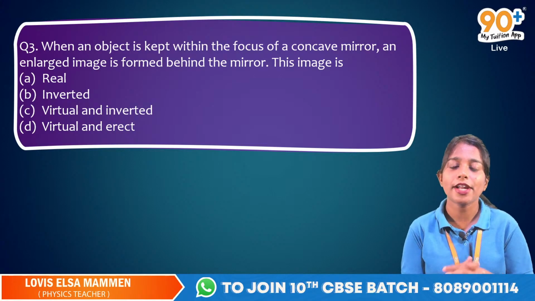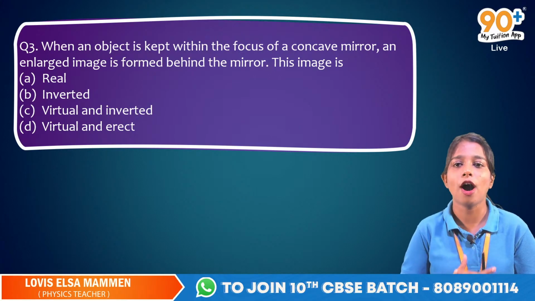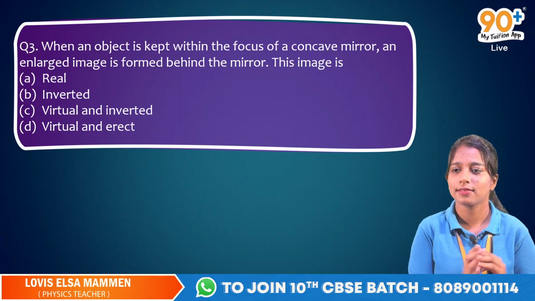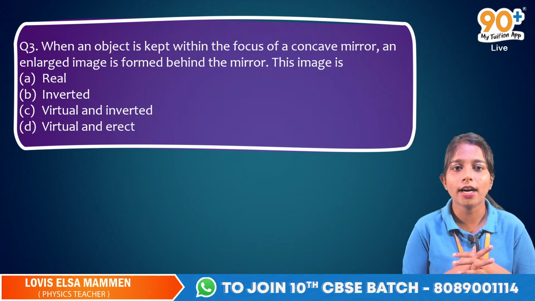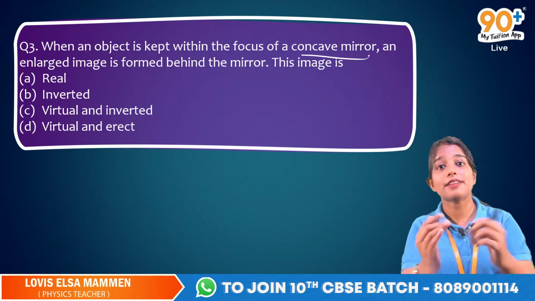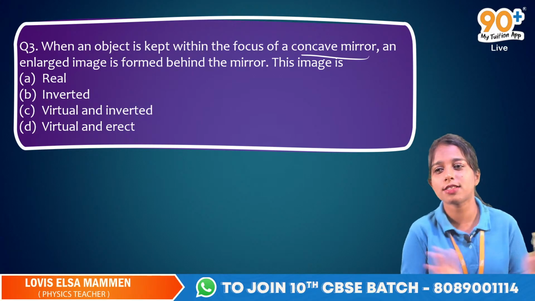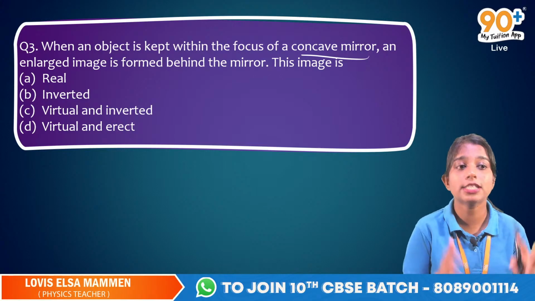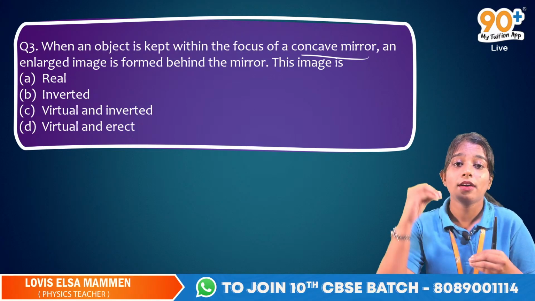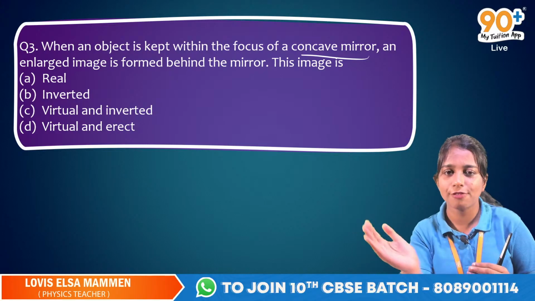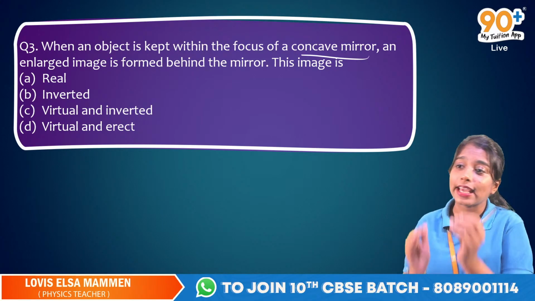The third question. When an object is kept within the focus of a concave mirror, an enlarged image is formed behind the mirror. The image is real, inverted; virtual and inverted; virtual and erect. So here you have a concave mirror. In the question itself it is given that it's a concave mirror. You are keeping your object within the focus of the concave mirror, that means between the focus and the pole of the mirror.